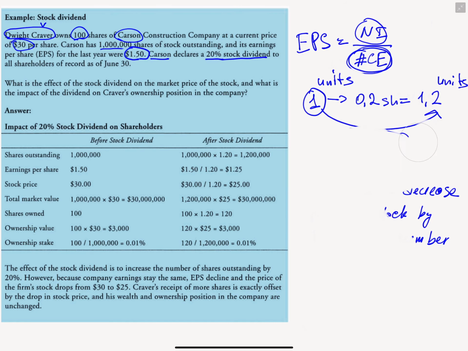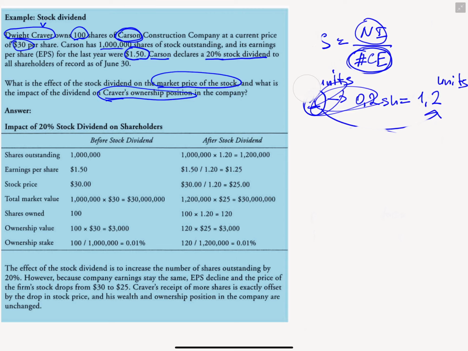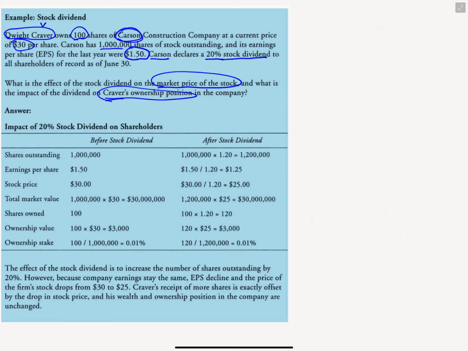Okay, let's see how the stock dividend has an effect on the market price of a stock, and on Kraver's ownership position in the company. How will Dwight's Kraver's ownership position in Carson Company change? Okay, and then let me erase this part, and we will continue.